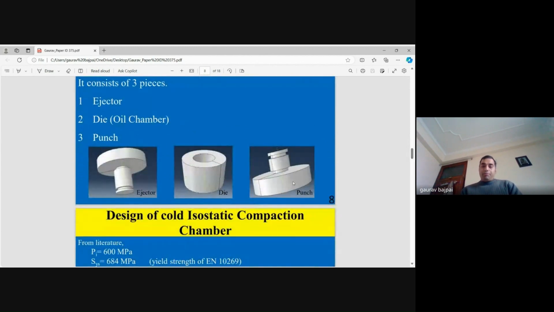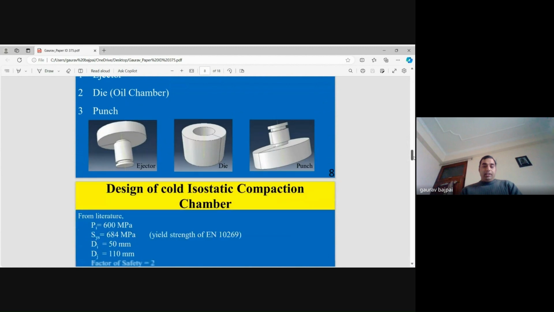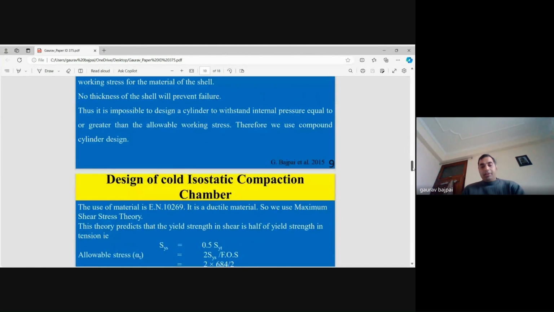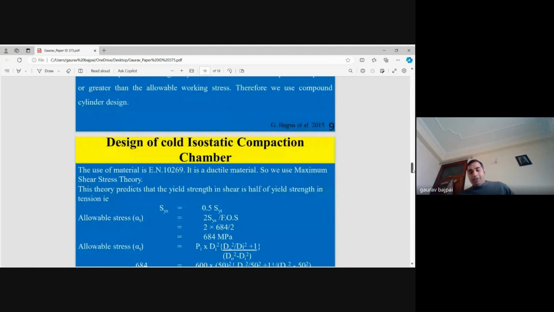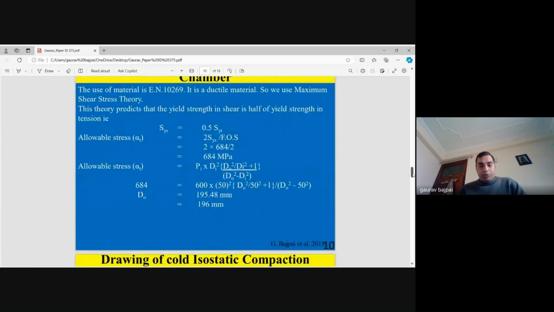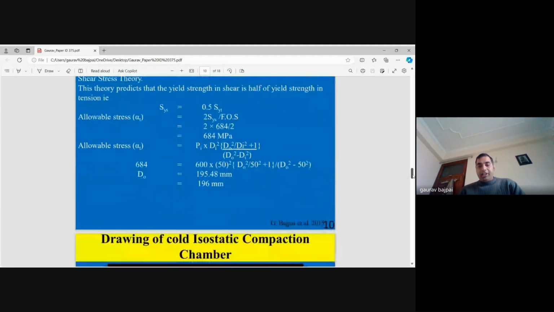These samples I have prepared in Abaqus software, and then according to a literature survey, we can use 600 megapascal as the yield strength of the sample. I'm using EN 10269, and using the factor of safety, I prepared the allowable strength, and then I found the outer diameter of the sample. That is 196 mm.